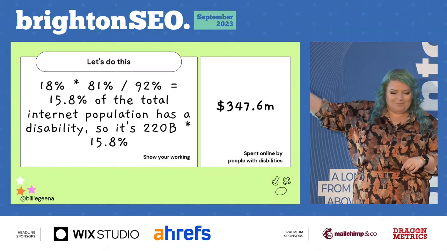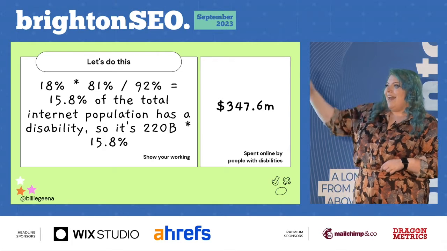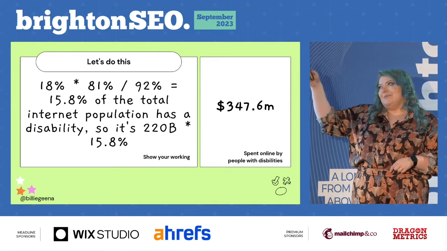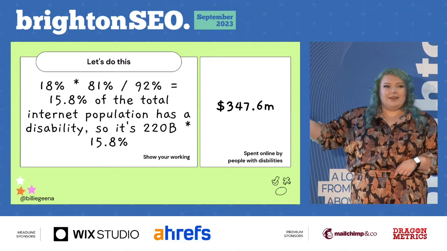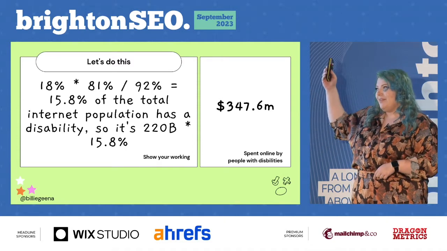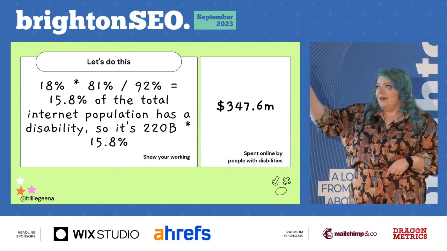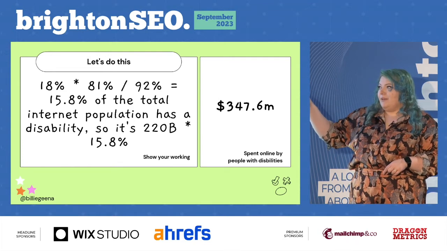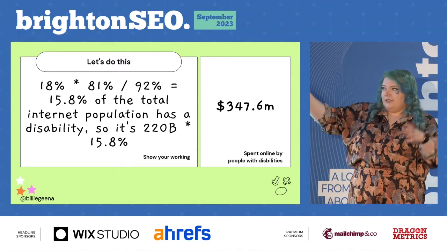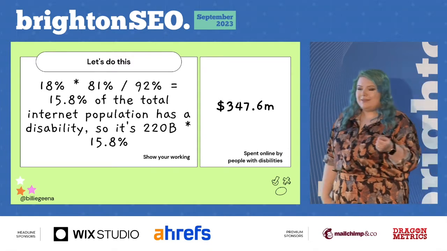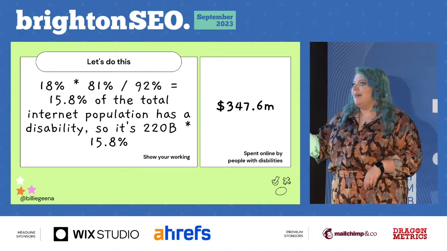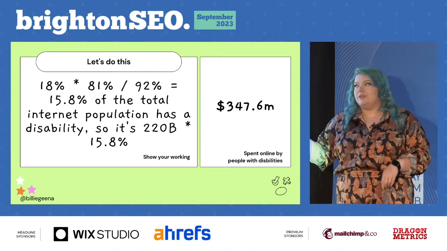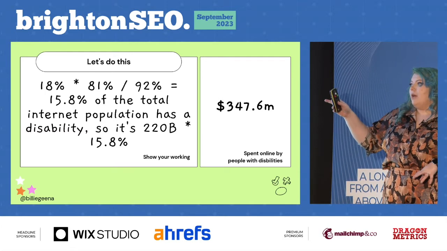It's all written out. So 18% times 81% divided by 92% gives us 15.8%. If you want to check that, you can. I've had lots of people check this. So that is the total internet population. The words now aren't wording. Numbers, man, I hate them. 15.8% is the total internet population in this scenario.